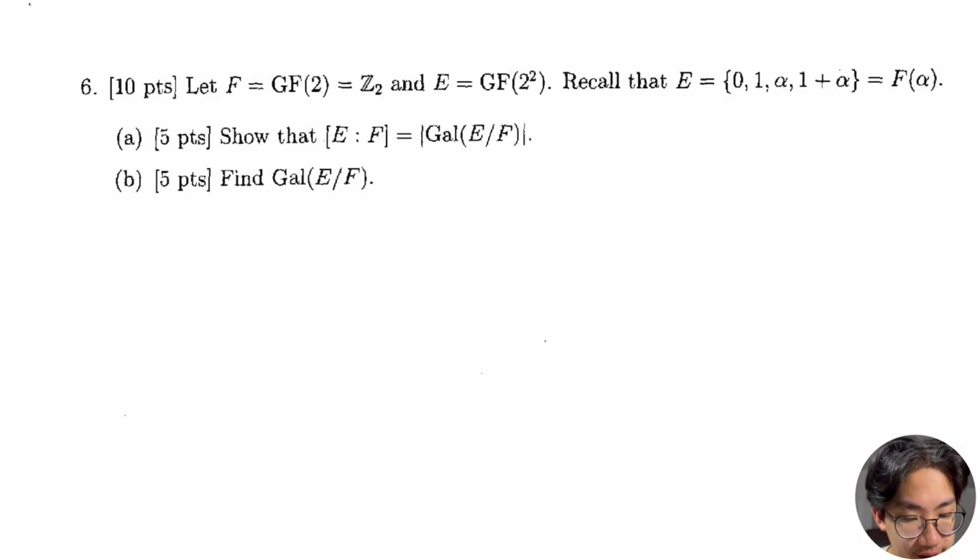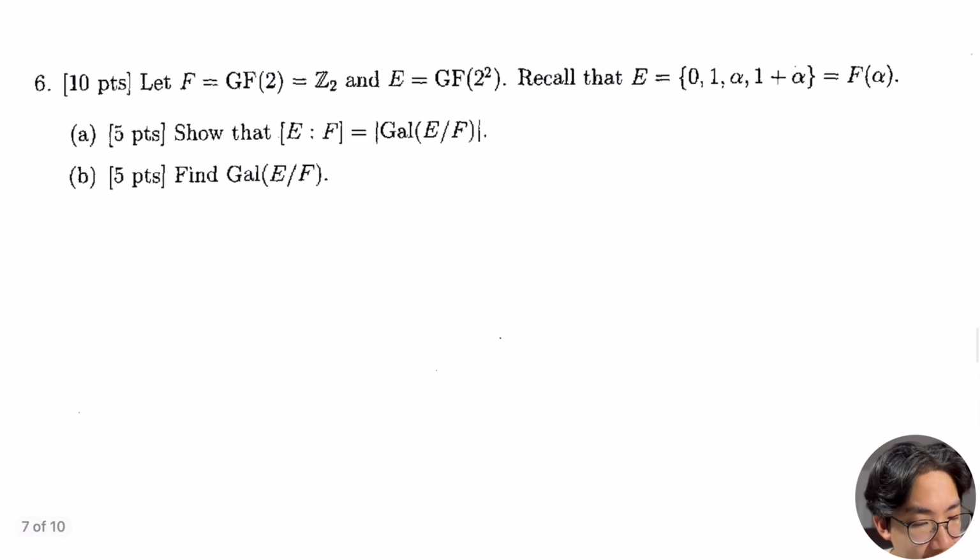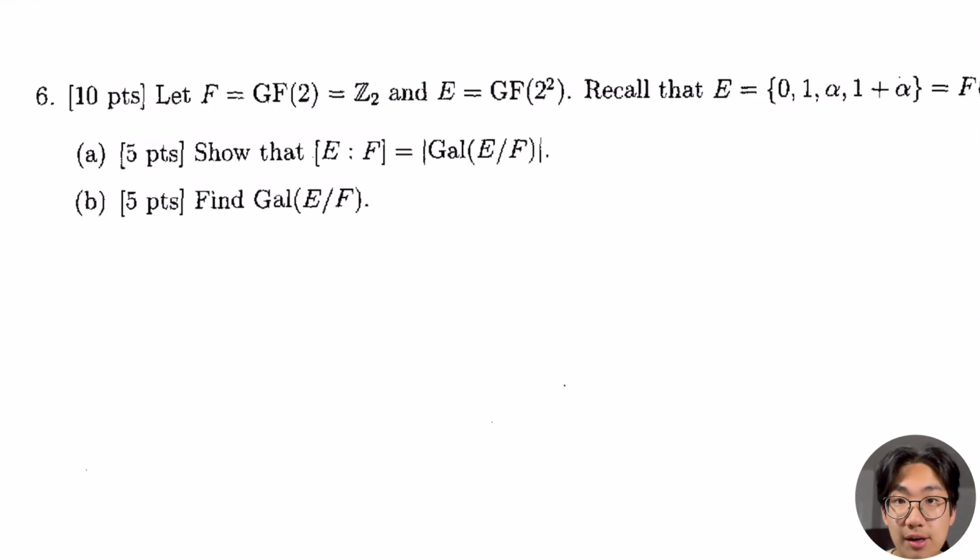So that's question 5. Question 6, so we're letting F be the Galois field of 2 elements, and E be the Galois field of 2 to the 2 elements. And again, we're reminded that E can be expressed as precisely this, just Z2 adjoined alpha, right? So we have 0, 1, alpha, and 1 plus alpha. So let's take a look at part A.